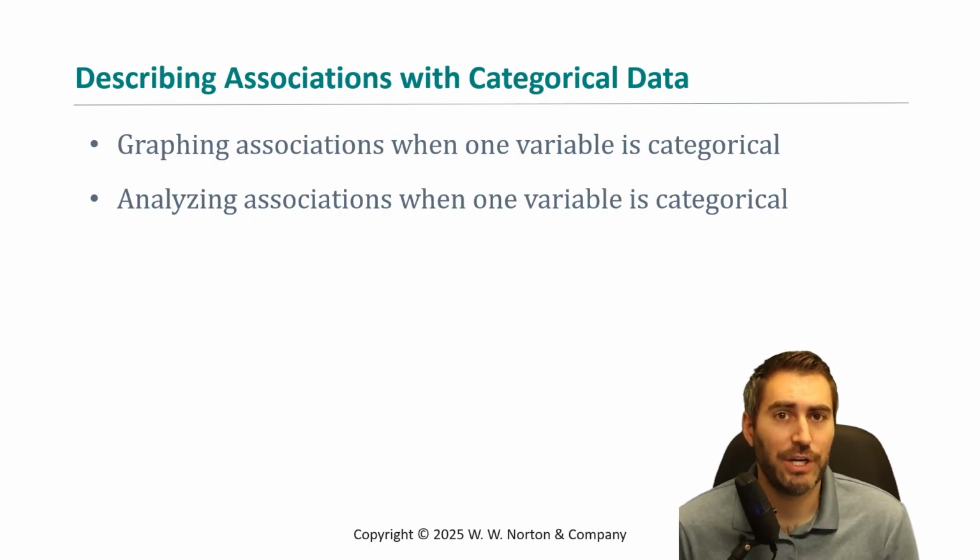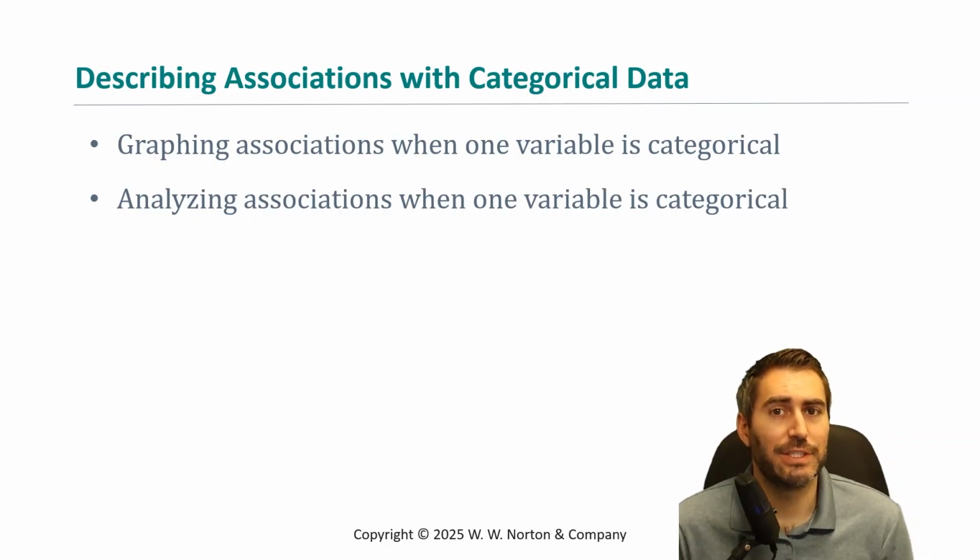Next, let's talk about what changes when one of our variables is categorical. We'll first talk about the changes we'll see in the graphical form of our data representation, as well as how we can view and analyze our associations in a slightly different way.